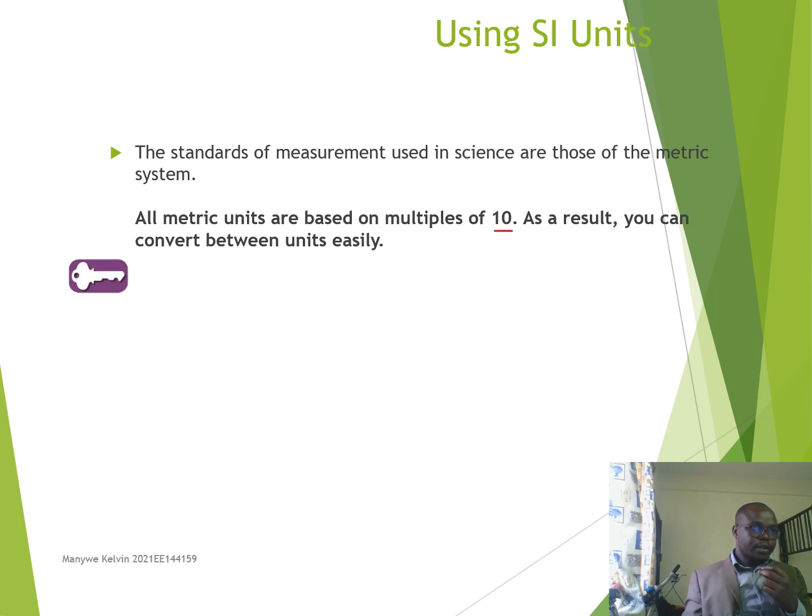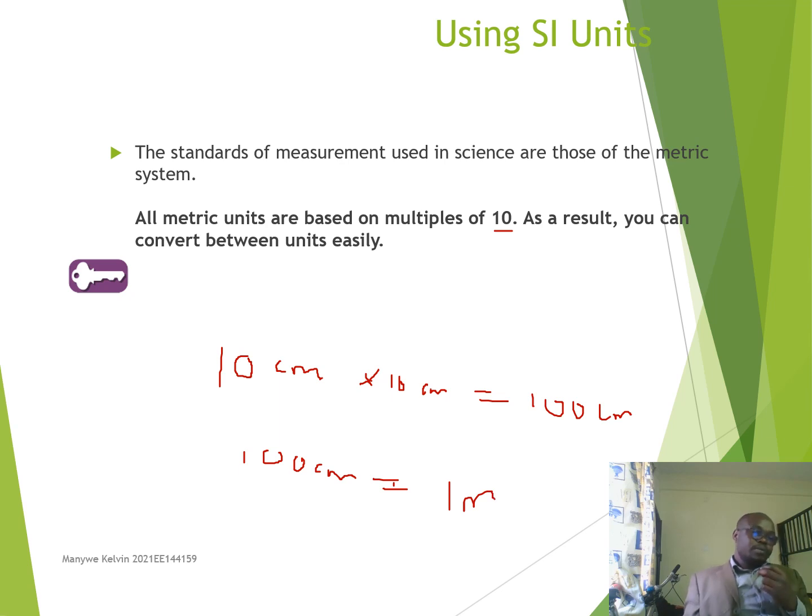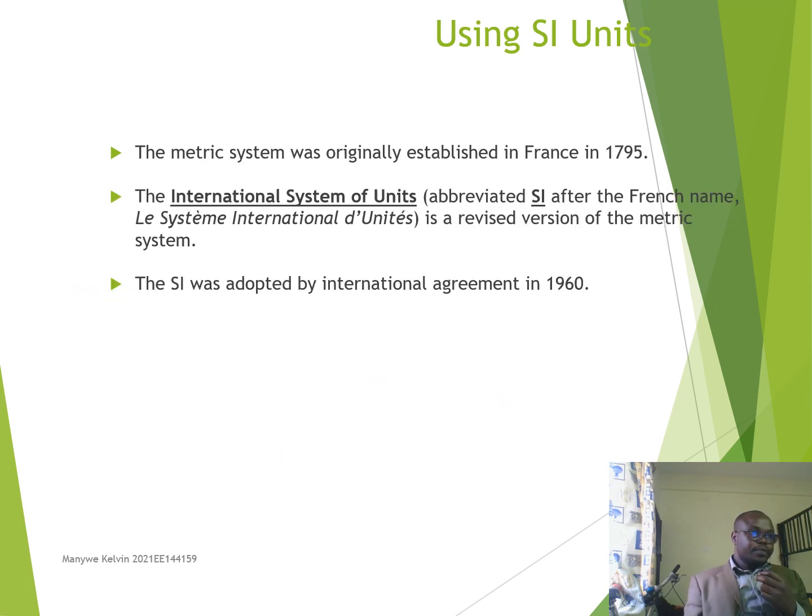For example, this is 10, and the unit here is meters. So that's what it means to be 10 centimeters, for instance, times another 10 centimeters. You get 100 centimeters. Now 100 centimeters is equivalent to 1 meter. This is what we mean by a base of 10, or multiples of 10 centimeters each.